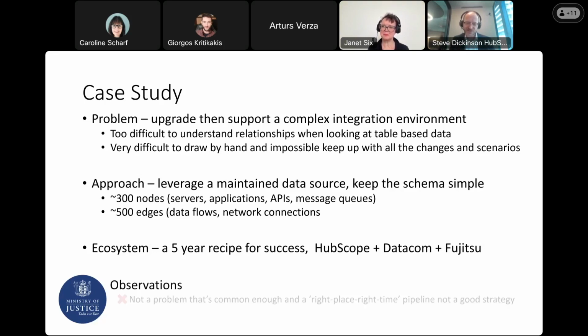There are a couple of observations from this. I realize it's not actually a common enough problem. It's certainly a problem that exists, but it's not something that's top of mind for people.